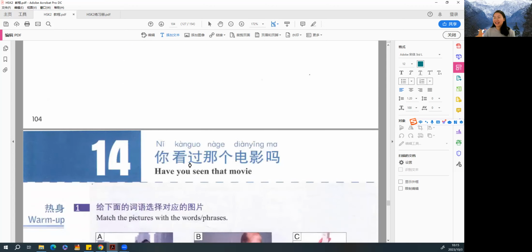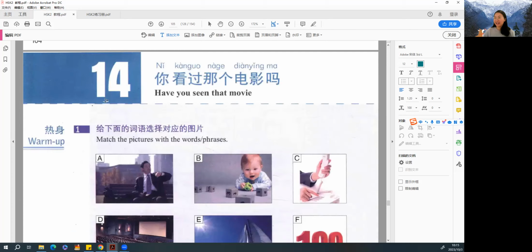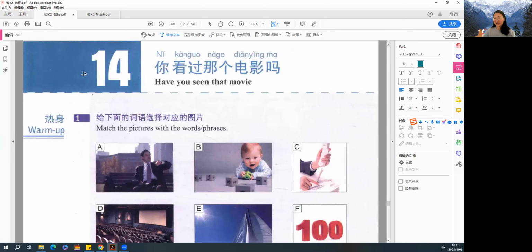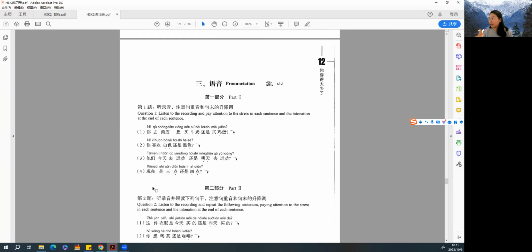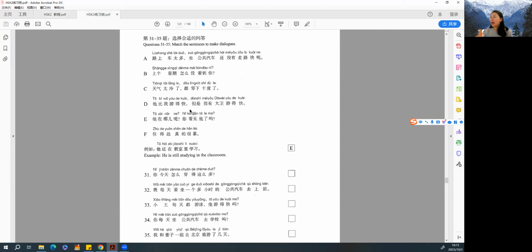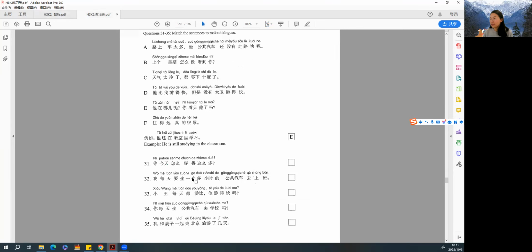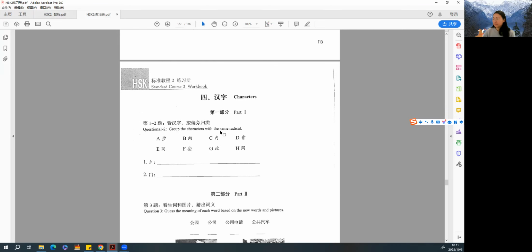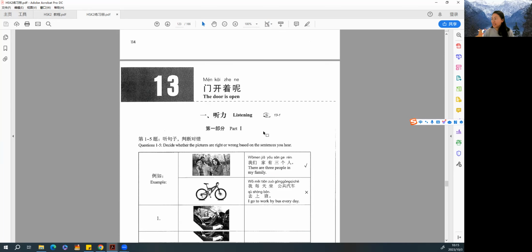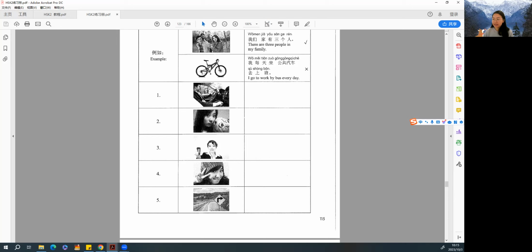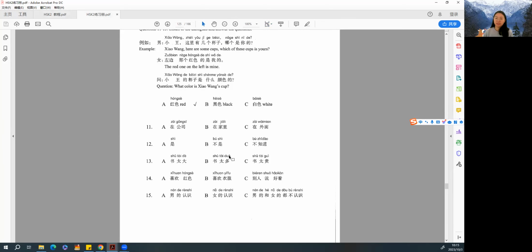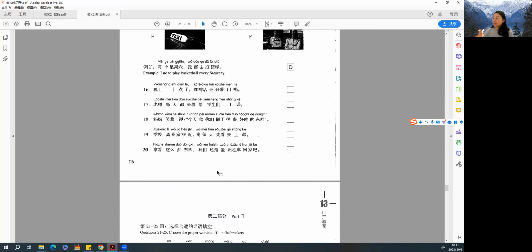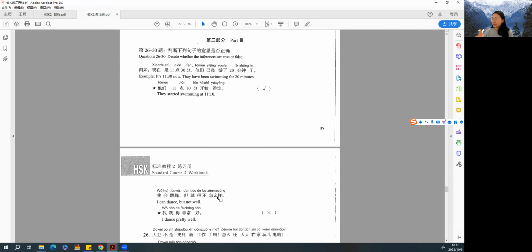So we finished lesson 13. Next time we are going to start lesson 14. And before we call it a class, so before we 下课, we're going to take a look at the exercise book here. The pronunciation of this exercise, we have finished in our previous lesson, which is a very difficult exercise, in my opinion. All right, so lesson 13, 门开着呢. Please also finish the exercise, the listening part, by yourself. That's also very important, to have enough practice before you take the HSK 2 exam. Those are very important. We are going to take a look at the reading part.